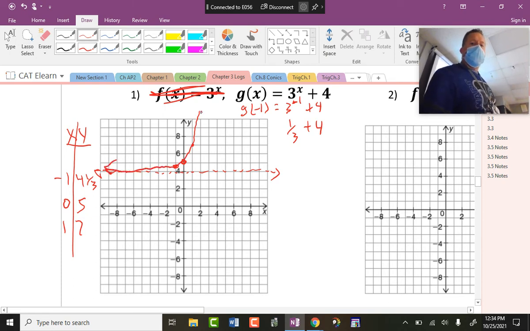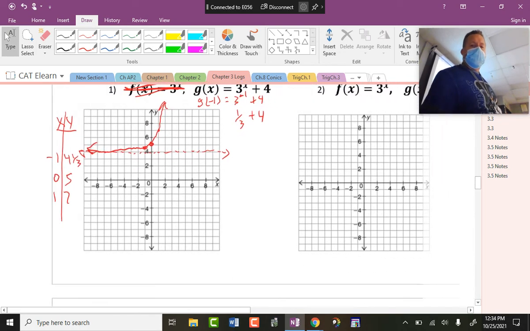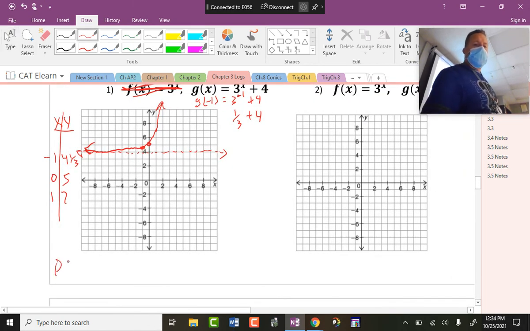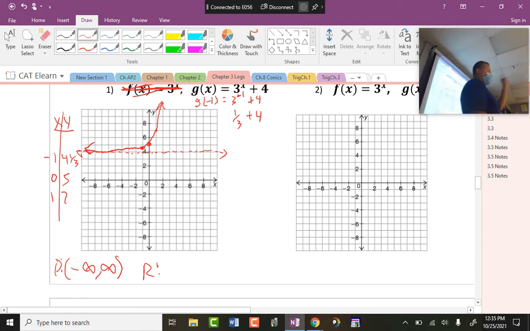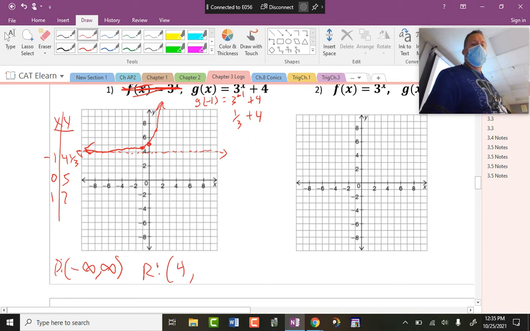Now for this one, let's put domain and range below. Of course, the domain is, oh my gosh, that was a brain mishap, negative infinity to infinity. The range, though, is 4 to infinity. And I shouldn't have to ask someone that.